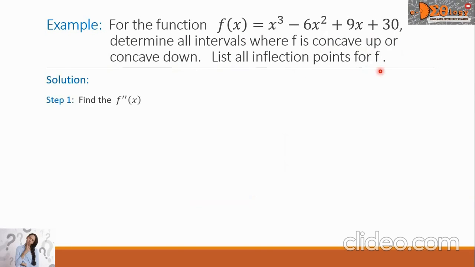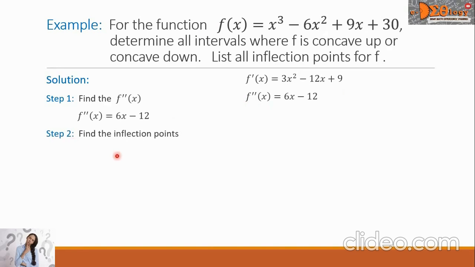For our solution, let us do step 1, that is to find the second derivative of the function. The function is here, so the first derivative will be f prime of x equals 3x squared minus 12x plus 9. Therefore, the second derivative will be 6x minus 12. Let us copy our second derivative below step 1.